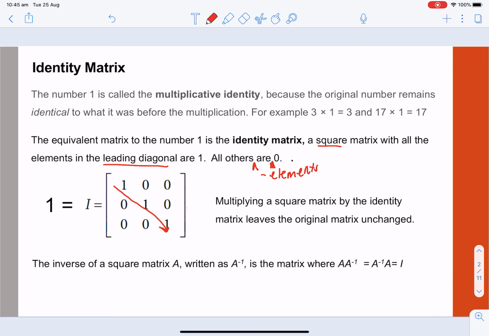Multiplying a square matrix, so we need to multiply it by another square matrix, by the identity matrix leaves the original matrix unchanged. I'm going to show you in the next page or two. The inverse of a square matrix A, written as A to the negative 1, is the matrix where A times A to the negative 1 equals A to the negative 1 times A equals I.